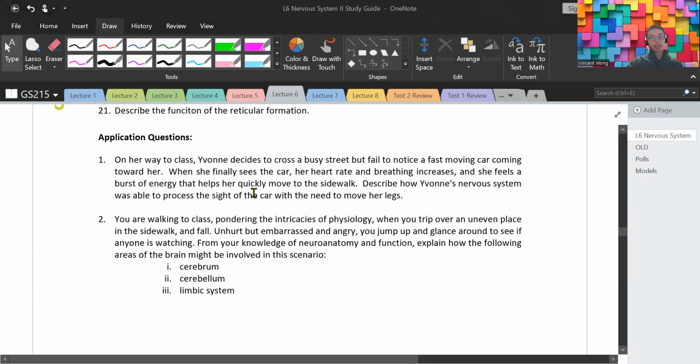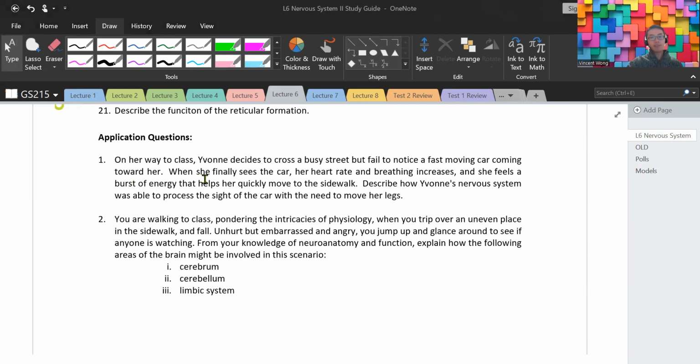All right, let's take a look at the first one here. On her way to class, Yvonne decides to cross a busy street, but fails to notice a fast-moving car coming towards her. When she finally sees the car, her heart rate and breathing increase, and she feels a burst of energy that helps her quickly move to the sidewalk. Describe how Yvonne's nervous system was able to process the sight of a car with the need to move her legs. So a lot of things going on here.